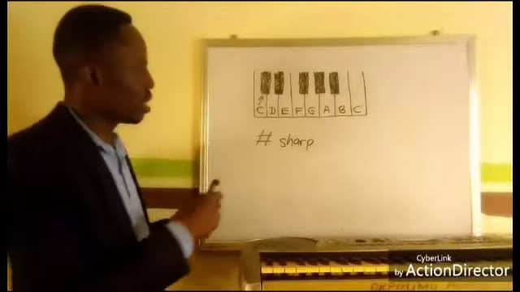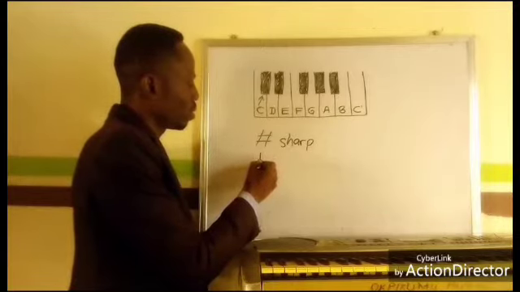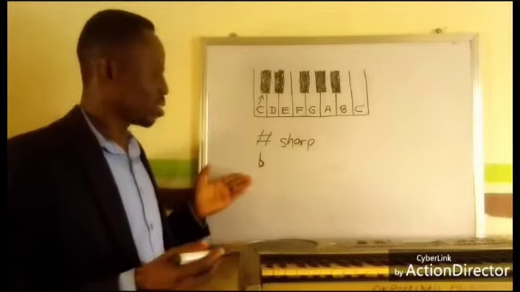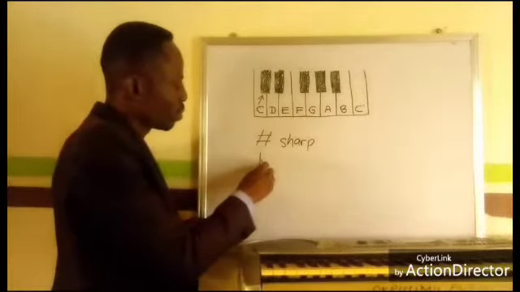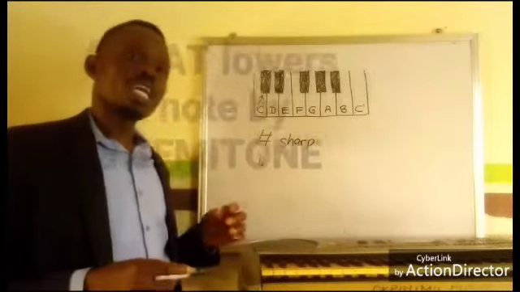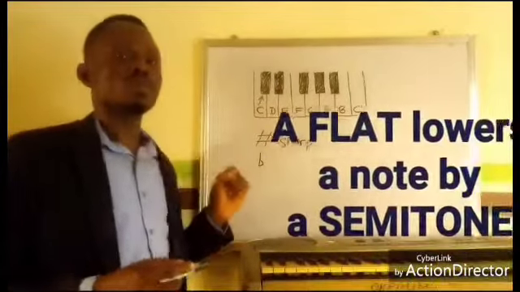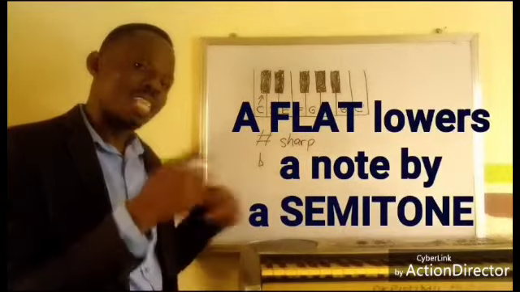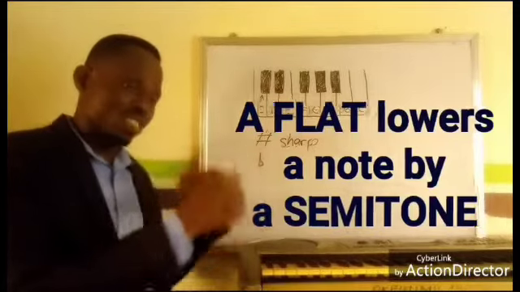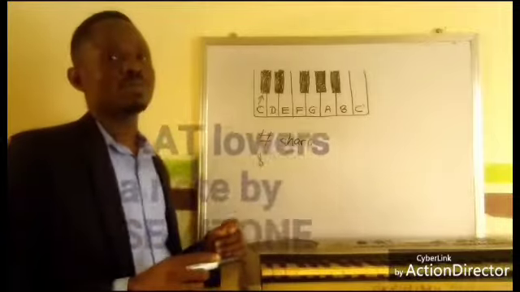Now, before we continue, let's look at flats. A flat looks like a small letter b, something like this. Now, what does a flat do? A flat reduces a note by a semitone. It alters the pitch of a note by reducing it by a semitone.